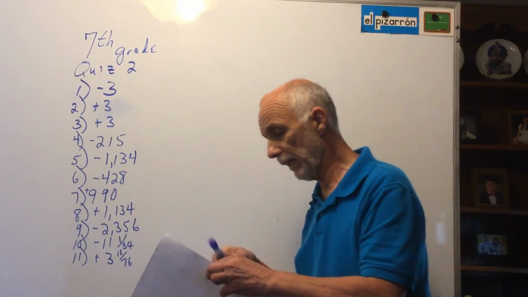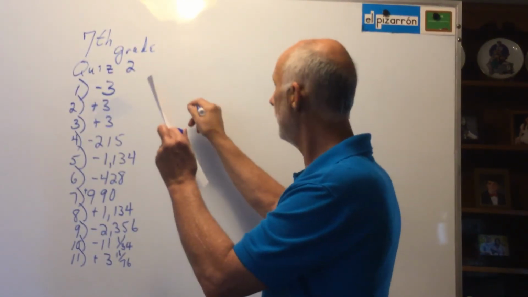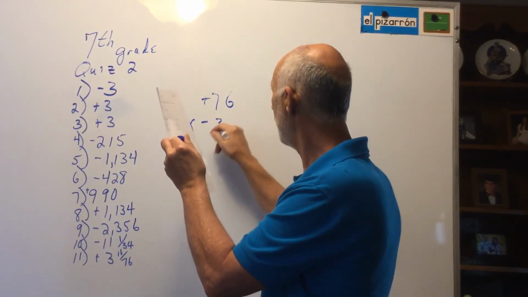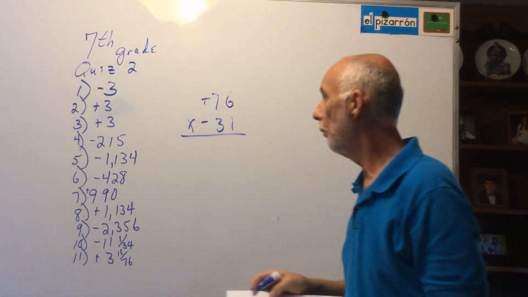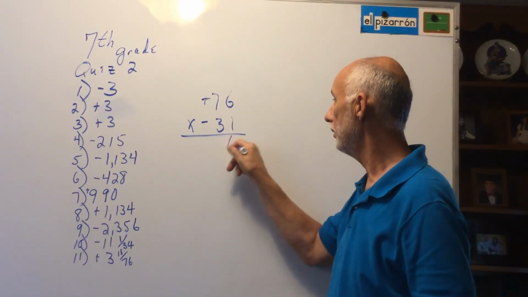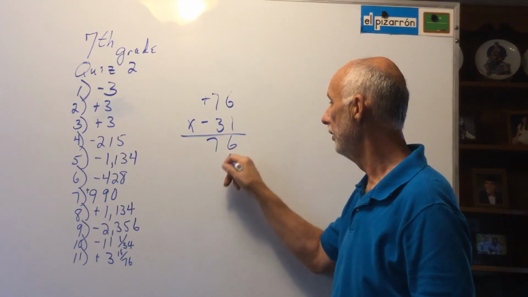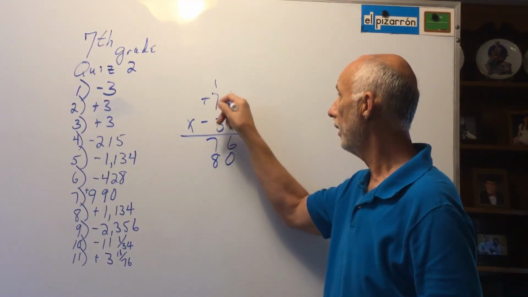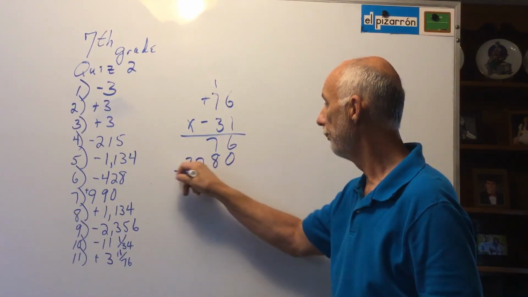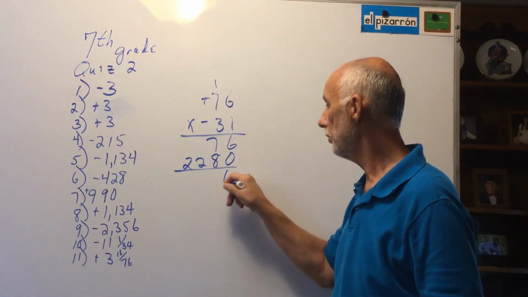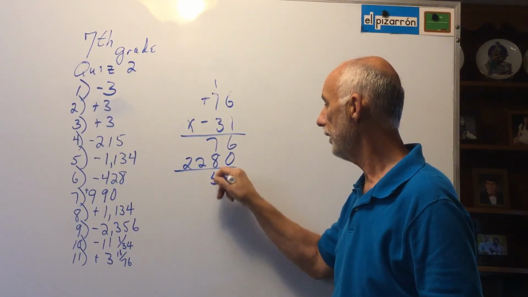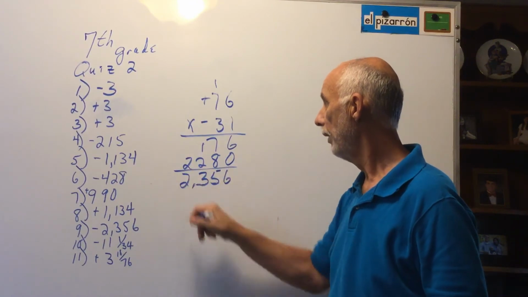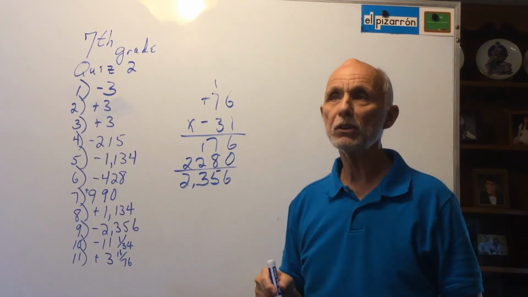Again, the next one, another multiplication problem. It had a positive 76 times a negative 31. Again, you always multiply. 1 times 6 is 6, 1 times 7 is 7. Put a 0 here. 3 times 6 is 18, carry your 1. 3 times 7 is 21, and 1 is 22. Add 6 plus 0 is 6. 7 plus 8 is 15, carry your 1. 1 plus 2 is 3, and then 2. And again, now you determine your sign.